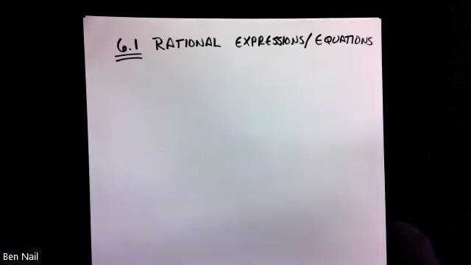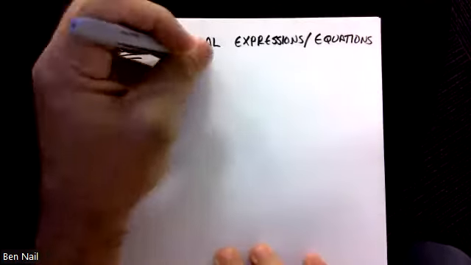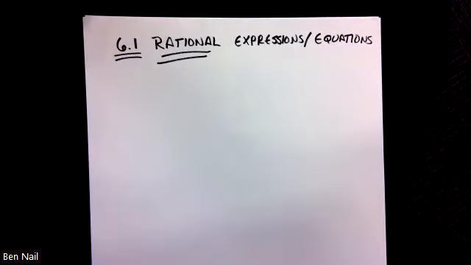Chapter 6 is all about rational expressions and equations. Rational is a mathematic way basically to say fractions. So this entire chapter is going to be all about fractions. Okay, there's going to be lots and lots of fractions. Some are simple, some not so much.